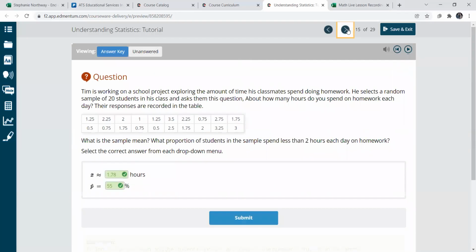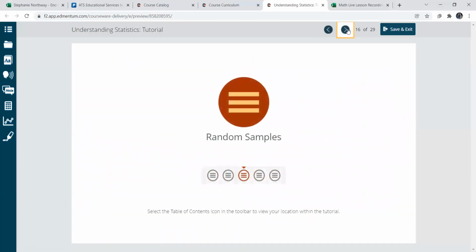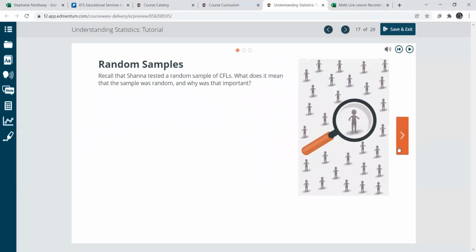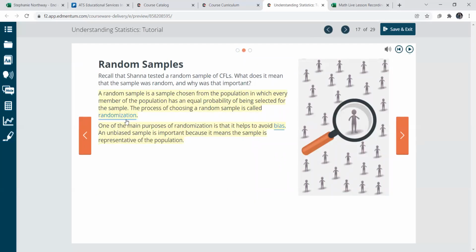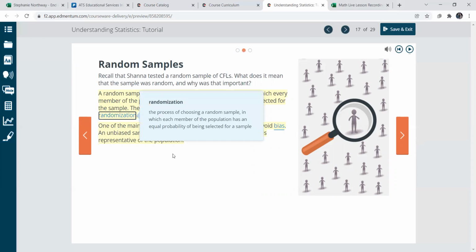All right, let's go. Oops, we'll skip this part. Random sampling. Randomization: the process of choosing a random sample in which each member of the population has equal probability of being selected. So just randomly selecting somebody, basically.